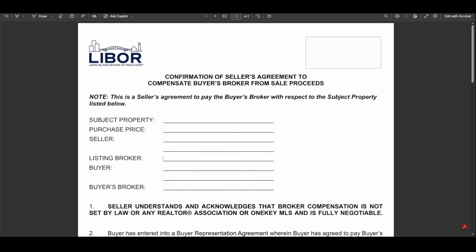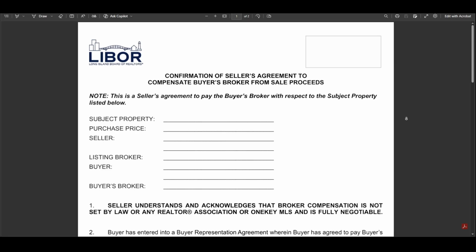Listing broker, here you put the name of the listing broker. Buyer, here would be the full name of the home buyer. There's a second line here for the space if there is going to be two home buyers. If not, you can just leave this blank. And then here we would enter the buyer's broker's name. Let's scroll down and continue.